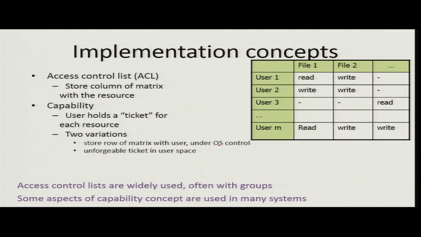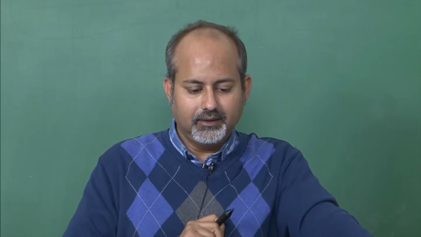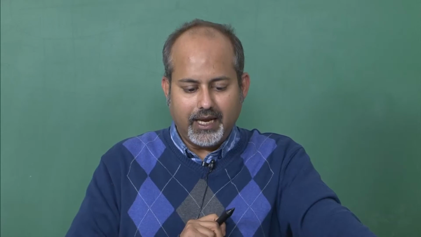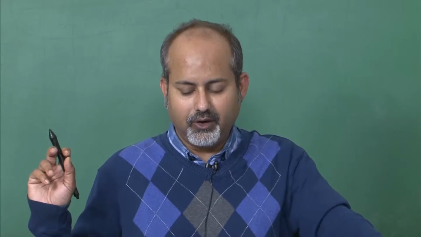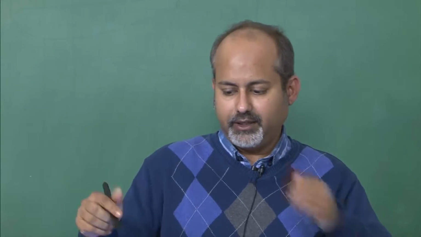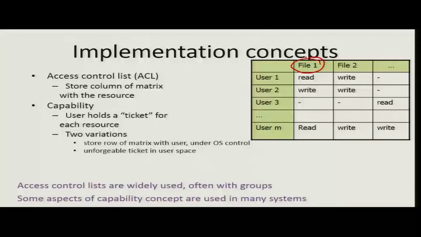So, access control list is another way, like adjacency matrix versus adjacency list in graphs. Access control list is basically another way of representing the access control matrix, where for each object or each file you will have the list of users who have access and what kind of access they have.